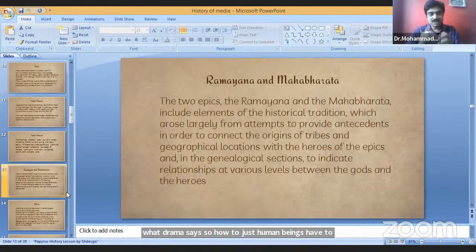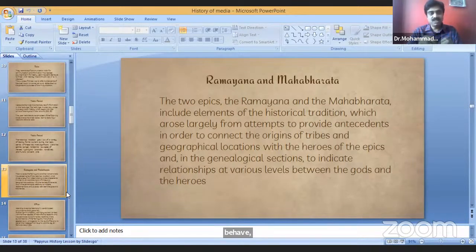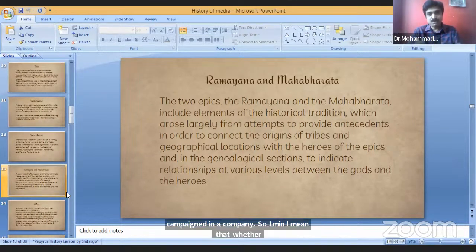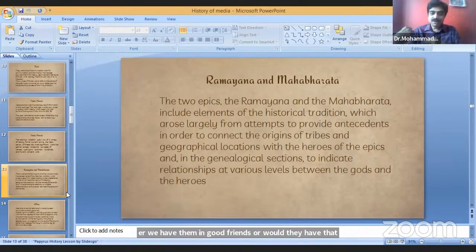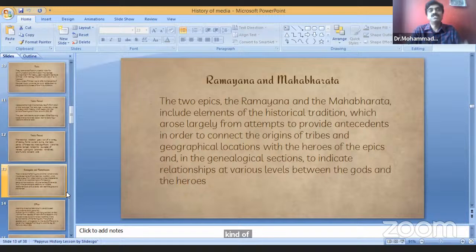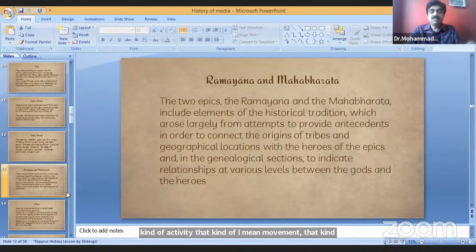Whether we are following the dharma, the good things, or the bad things, whether we have good friends or bad friends, that kind of activity, movement, and relations, it is able to establish and narrate the story. How it happened in history, and what kind of activities happened.